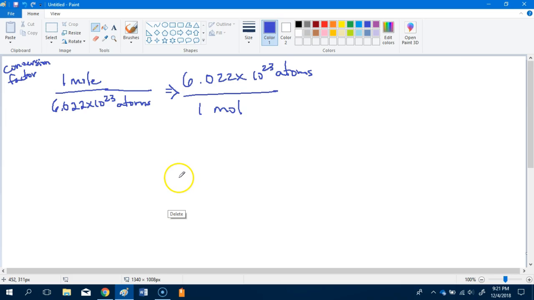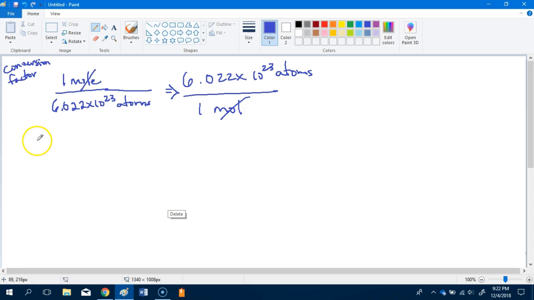That depends on the units that you're trying to cancel out, because you can only cancel out units when they are opposing each other. So if I were to cancel out the moles, I'd have the mole in the numerator here and the mole in the denominator here. So let me give you an example.